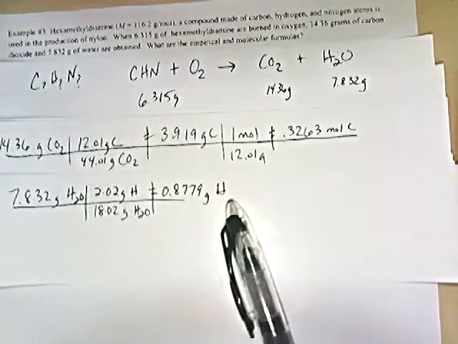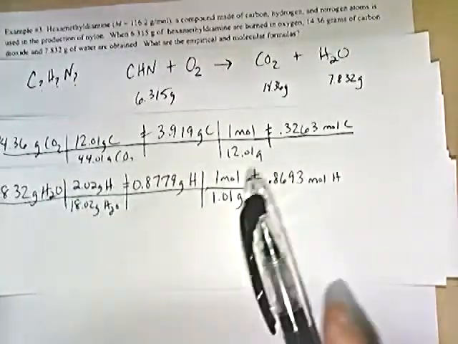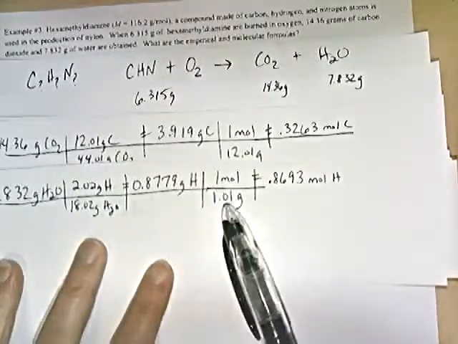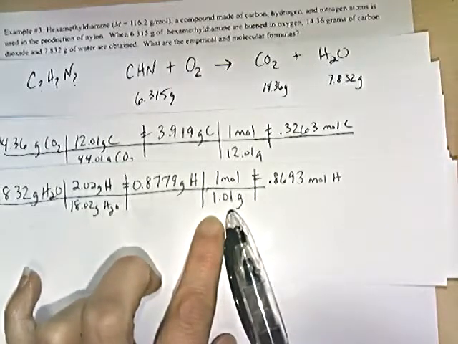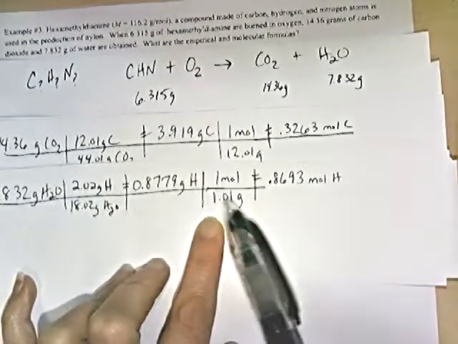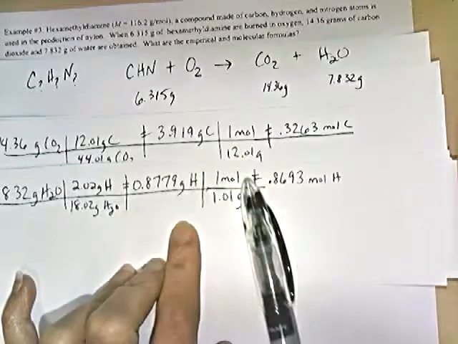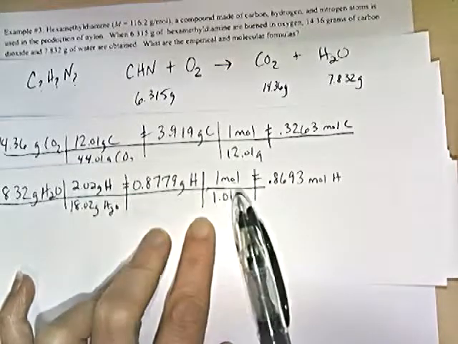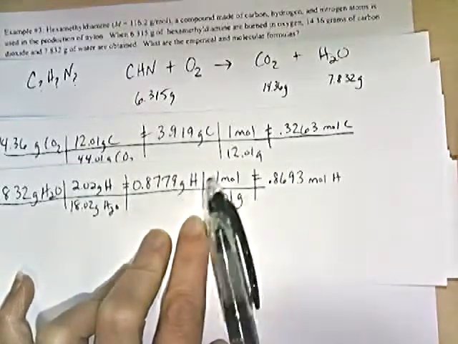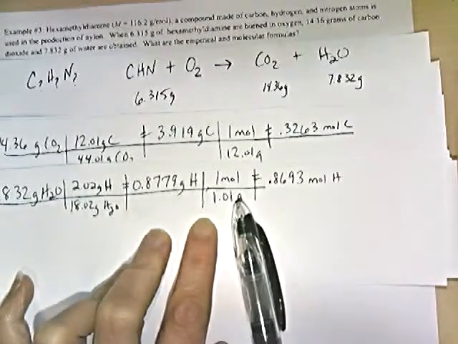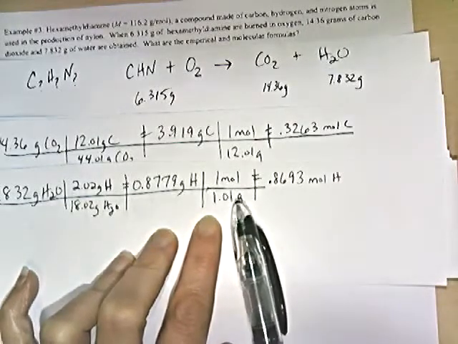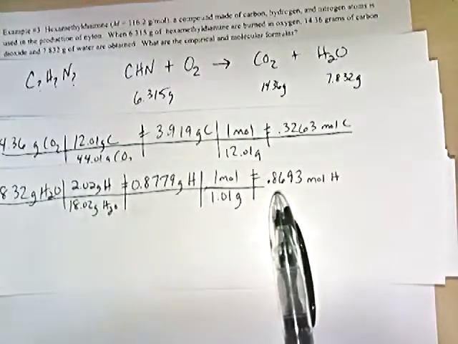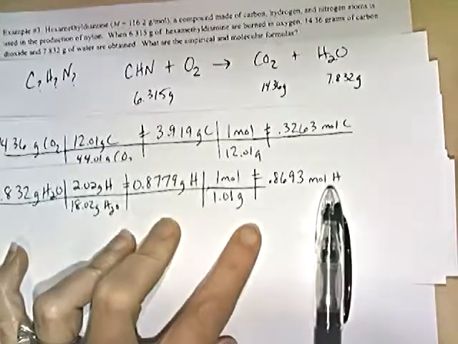And continue like I did up here and go to moles of hydrogen. Notice I'm dividing by the molar mass of hydrogen, not the 2.02, because this is going back to what is 1 mole of hydrogen. So in an element, or in a compound, I always use the 1.01, not the 2.02. I think that's the most confusing part. And again, calculate the number of moles of hydrogen I have.